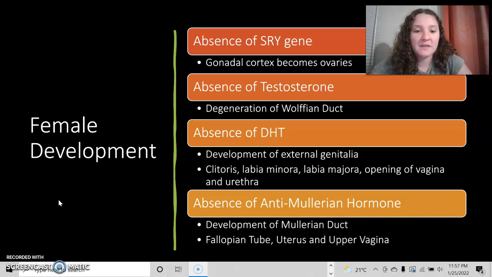Finally, the absence of the anti-Müllerian hormone will lead to the development of the Müllerian duct, which will eventually turn into the fallopian tube, the uterus, and the upper vagina. So, as you can see from this presentation, both genes and hormones play a significant role in the development of female and male reproductive systems.